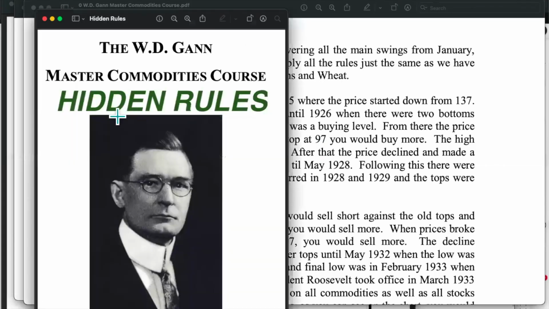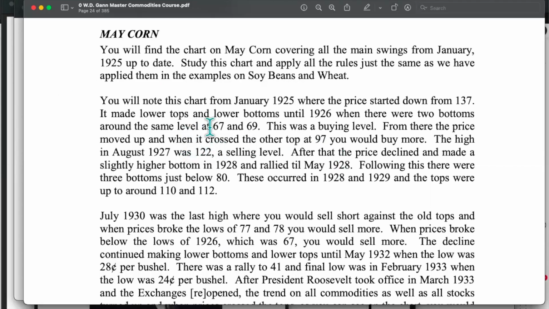And this is where we are talking about the hidden rules. So if we find out why 122 is a selling level, it would be much easier. We'll come down to this part.